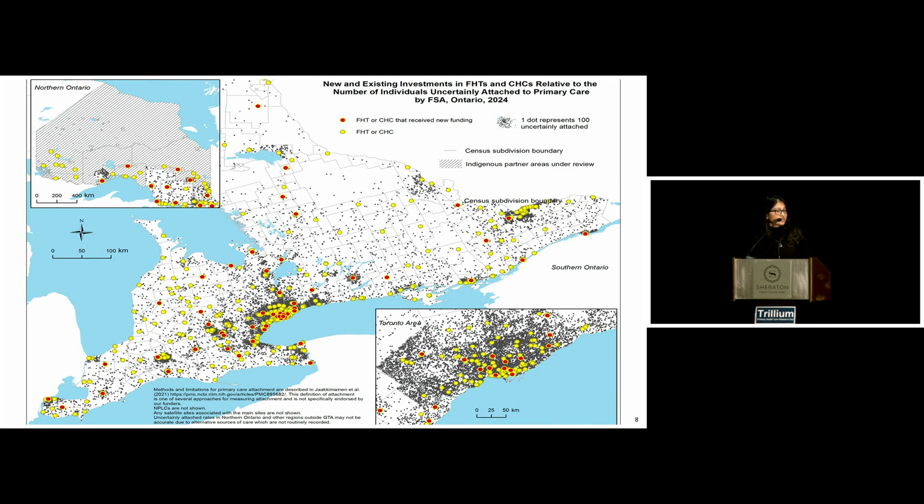So onto our area level work. This is a dot density map, and I'll walk you through it, illustrating new and existing investments in FHTs and CHCs relative to the number of individuals uncertainly attached to primary care. So each black dot there represents 100 uncertainly attached individuals. In the yellow, you have all the FHTs and CHCs across Ontario, and in the red, those that received new investments. So I'll direct your attention to the clusters that you see, which is clusters of uncertainly attached individuals. And we also see many new investments directed to many of those clusters.